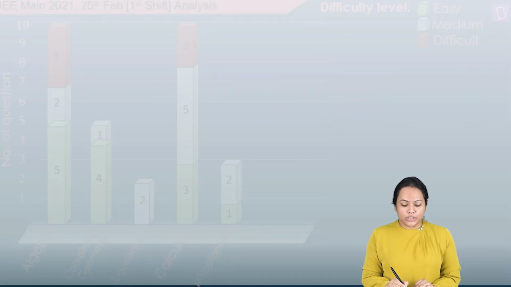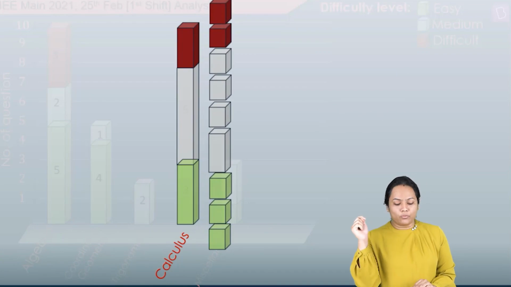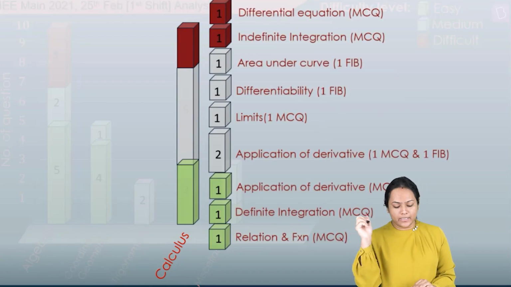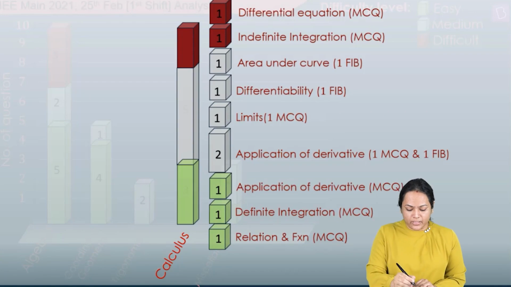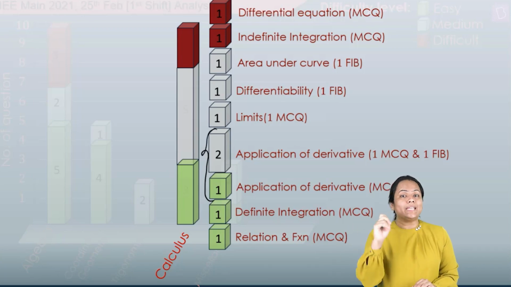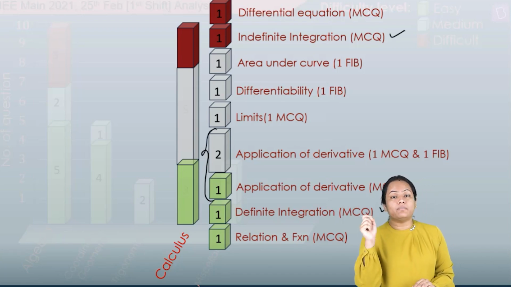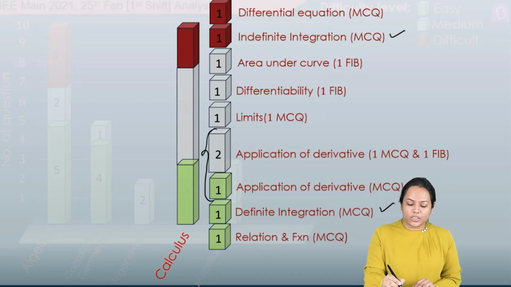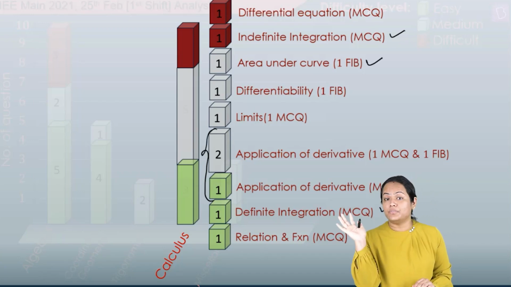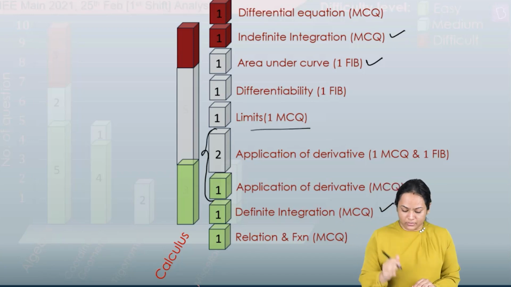Then moving on further to the calculus part, the distribution of questions was somewhat like this. Application of derivatives had three questions. And from integral calculus, again there were three questions asked. One was from indefinite integration, one from definite integration, and one from area under the curves. And there was one question of limits also, no question of continuity this year.